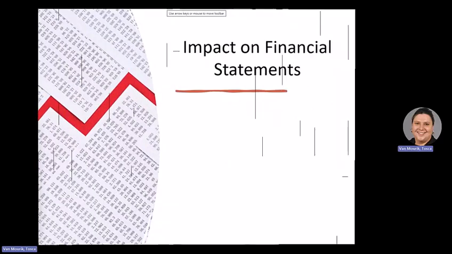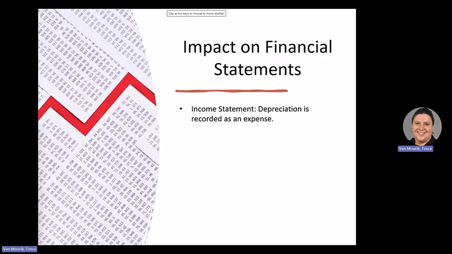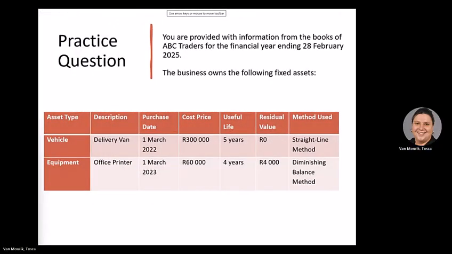Okay, let's look at the impact on financial statements. For the income statement, depreciation will be an expense, so it will reduce my income or it will increase my expenses. And for the balance sheet, your fixed asset will be shown as your cost less your accumulated depreciation. So we will look at how it would look at the end of this practice question, but let's quickly do this practice question so that we can delve into the main things of depreciation.